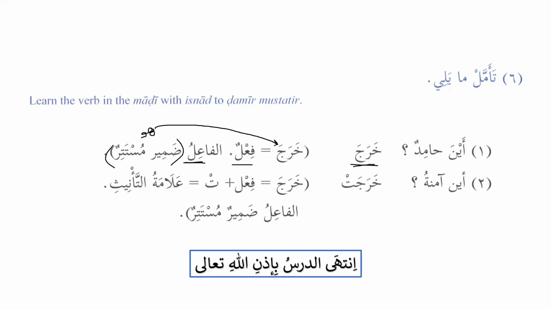And when we say aina aminatu, we say kharajat. And in kharajat, we know that the fi'l is kharaja. Ta is ta'ut ta'nith or alamat ta'nith. So where is the doer? Again, al-fa'il is al-damir al-mustatir, taqdiruhu hiya. So in dhahaba, the doer is huwa, which is hidden, and in dhahabat, the doer is hiya, which is also hidden.